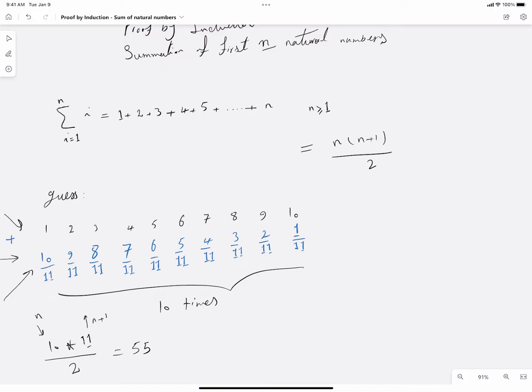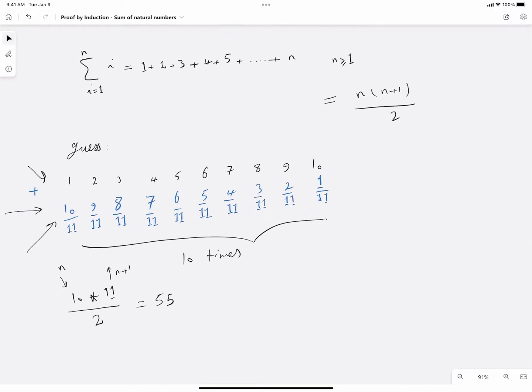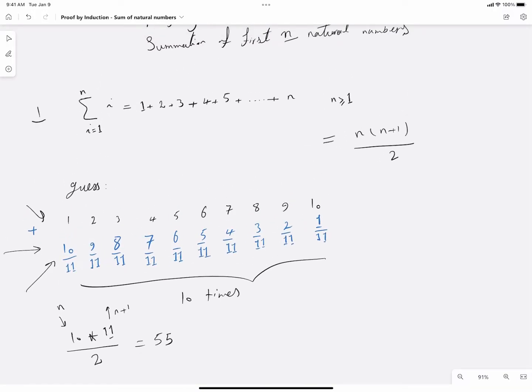And I'm going to explain what a proof by induction is. It's a technique in math to prove that something is true, that some statement or expression is true. So here is what we're going to prove. Let's call it theorem number 1: the summation of the first n natural numbers is equal to n times n plus 1 divided by 2. And again, if you expand, the summation of the n natural numbers is 1 plus 2 plus 3 up to n, for all n greater than or equal to 1.